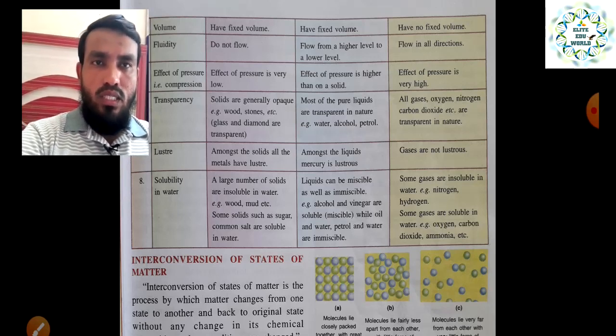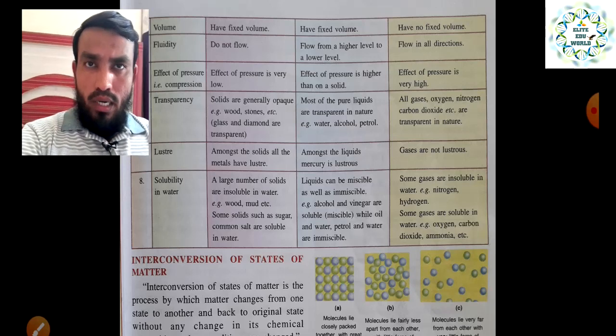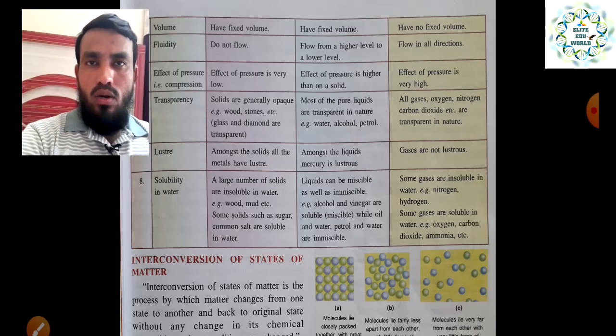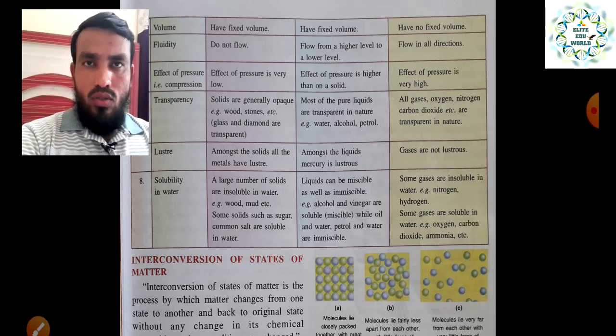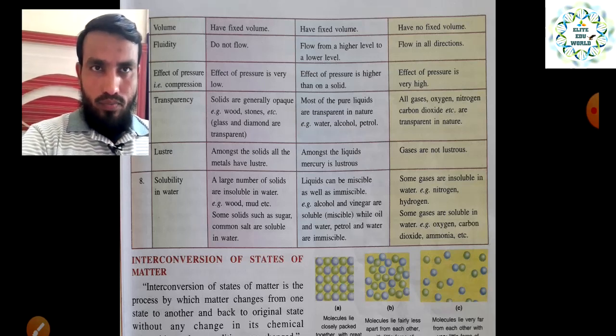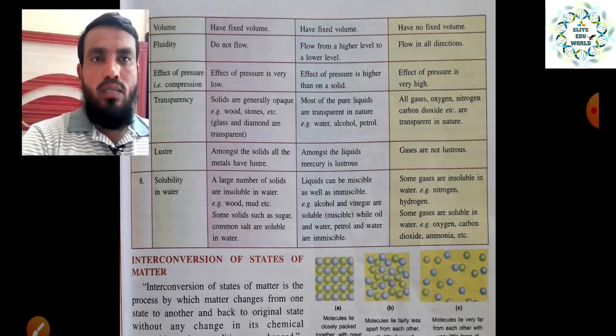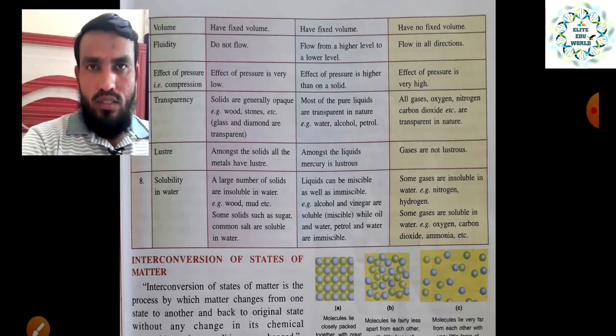Liquids can be miscible as well as immiscible. Miscible means two liquids can mix together completely, as we have seen in our previous classes. Immiscible means the liquid cannot be mixed completely with the other liquid, for example water and oil. So oil is immiscible in water. For example, alcohol and vinegar are miscible, when you add them together they can combine, while oil with water or petrol is an immiscible combination. So it is different for different kinds of liquids, it is not the same for all.